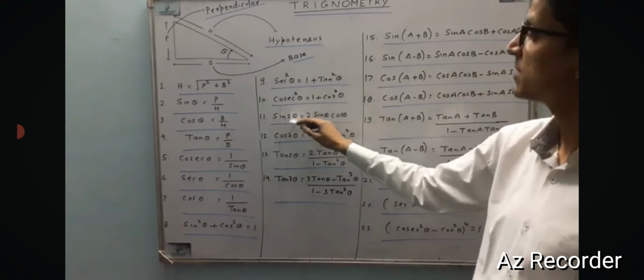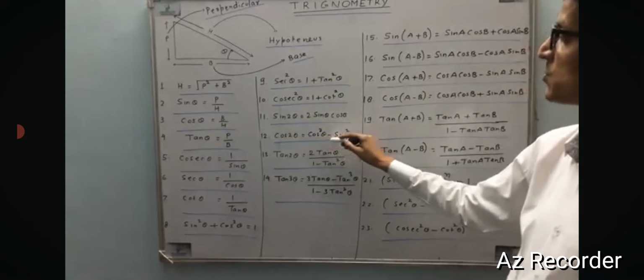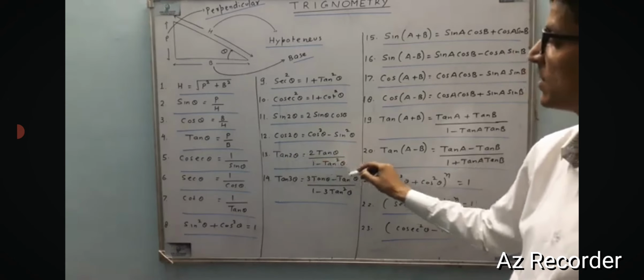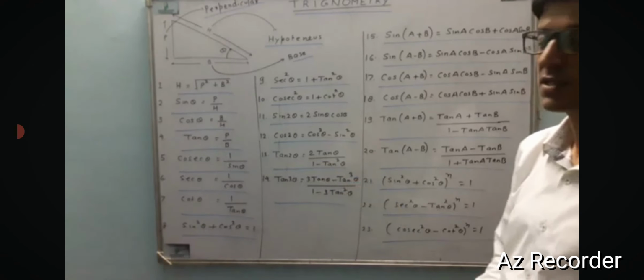11th is sin 2 theta is equal to 2 sin theta cos theta. 12th is cos 2 theta is equal to cos square theta minus sin square theta. 13th is tan 2 theta is equal to 2 tan theta by 1 minus tan square theta. 14th is 3 tan theta minus tan cube theta by 1 minus 3 tan square theta.